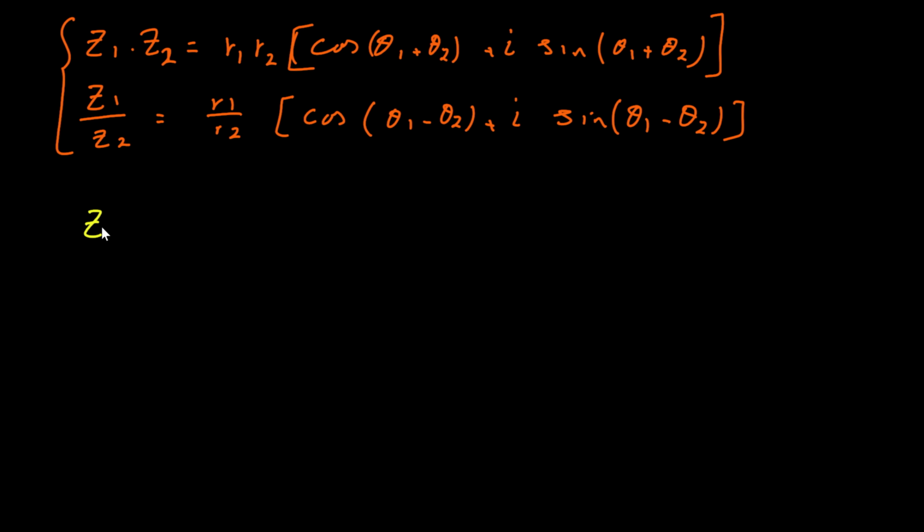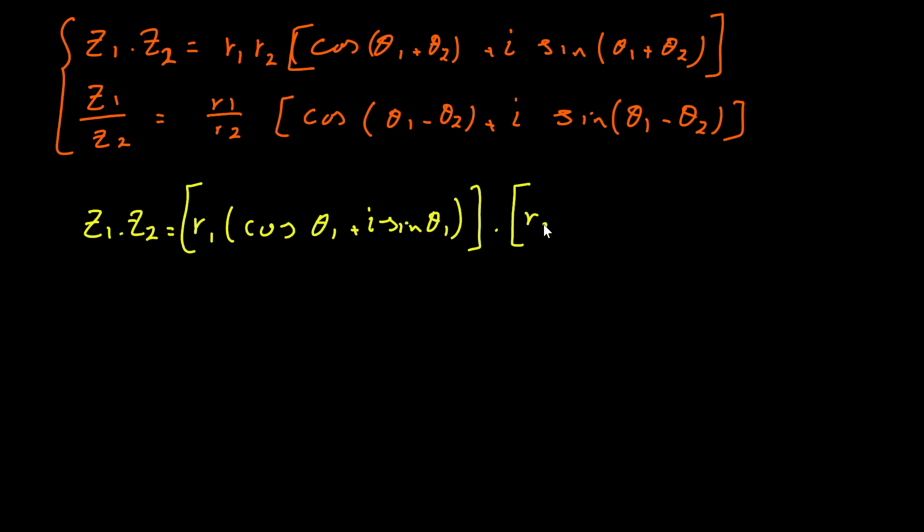So if we do z1 multiplied by z2, we are going to have, basically, r1 cosine of theta 1 plus i sine of theta 1, and this whole thing getting multiplied by r2 cosine of theta 2 plus i sine of theta 2. Now we do the multiplication and see what we get.